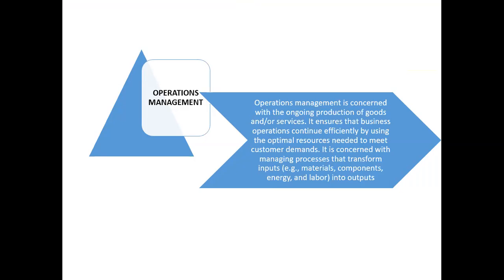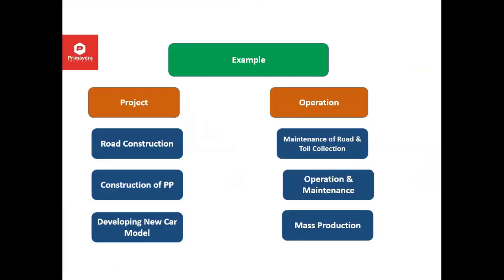But later on, when it continues to give you the same output, it will again be considered as operation. So that is operation management. As an example, I will integrate both project and operation here. The first time you make anything is considered a project. After that, in the running position, anything would be considered as operation. Road construction, construction of a power plant, I have already given these examples to you.